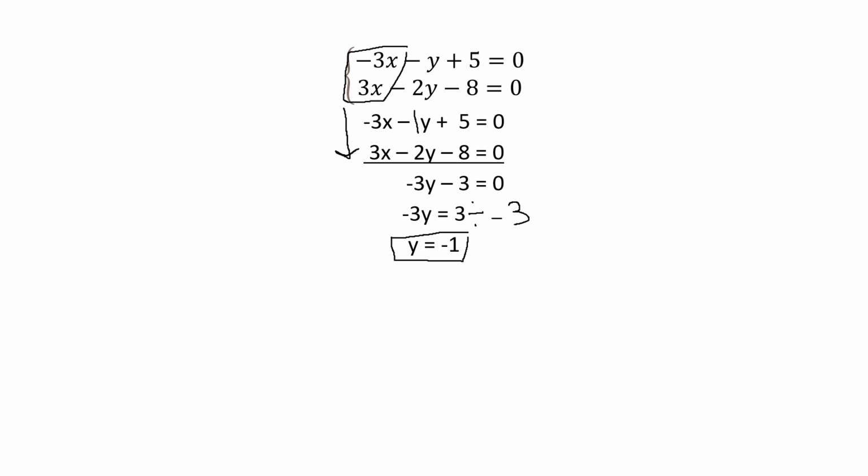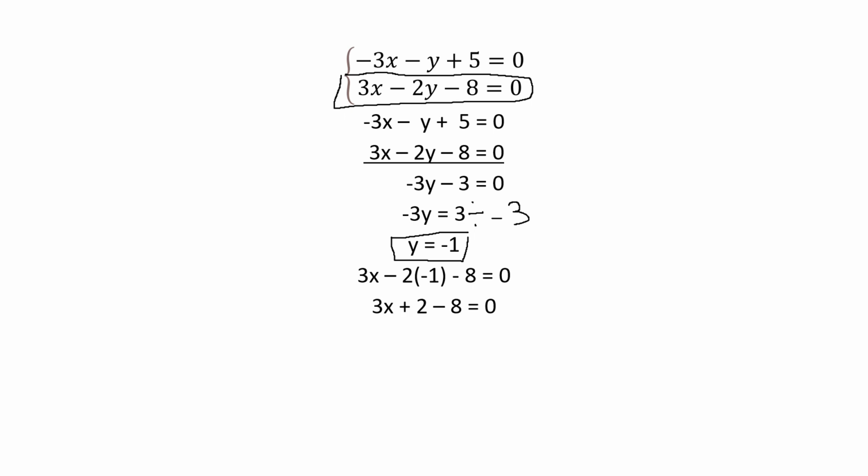Now my job is to plug that variable back into whichever equation I want. It doesn't matter, but I'm going to choose this one because that x is positive, and I just think it looks easier. I'm going to plug my value for y in, so y is no longer going to be y, it's going to be -1. So 3x minus 2 times -1, because that's the value I solved for y, minus 8 equals 0. Now I'll just start working through my steps to solve for x. -2 minus 1 is 2.